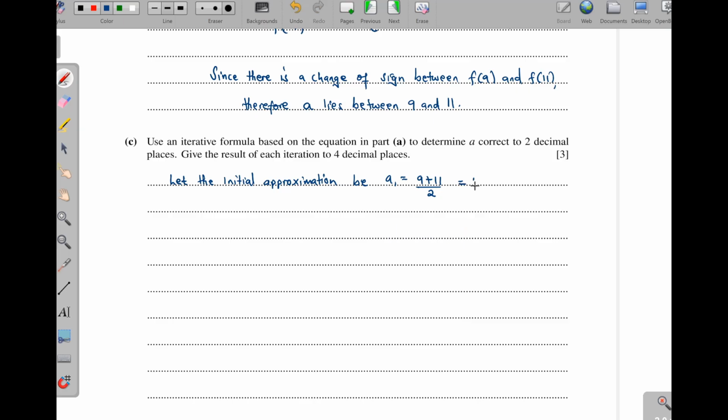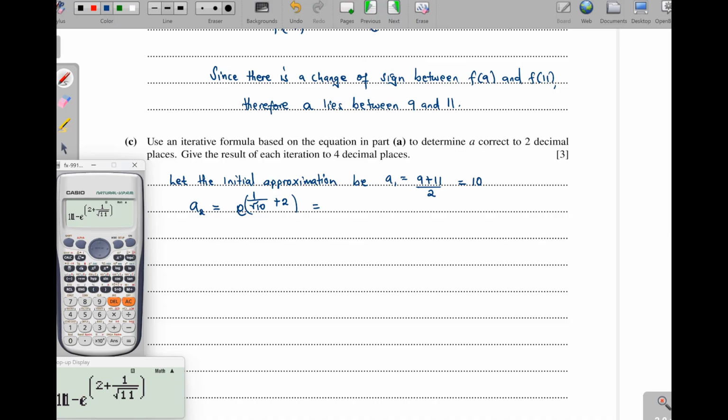So this one will give you a 10. Then what are we going to have next? Now to get a2, I'm going to substitute in the equation. Remember, we are having e to the power of 1 out of root of a, which is now 10, plus the 2 here. Then this one will be equal to what? I'll just come to this, take away this, then go up here and put 10.